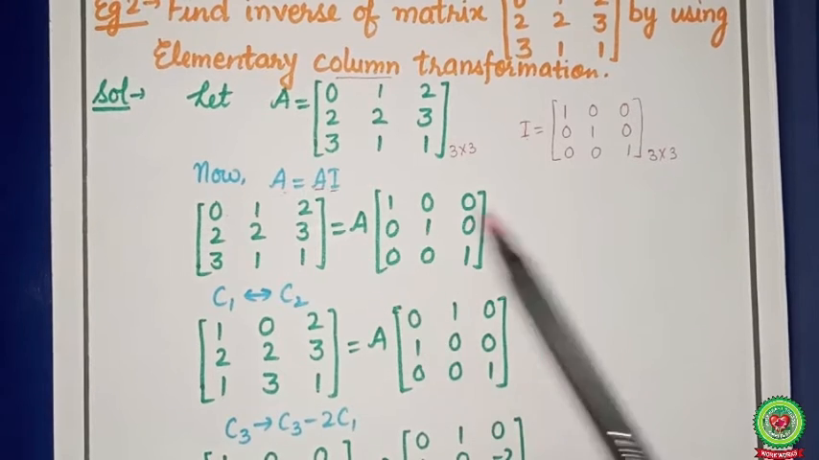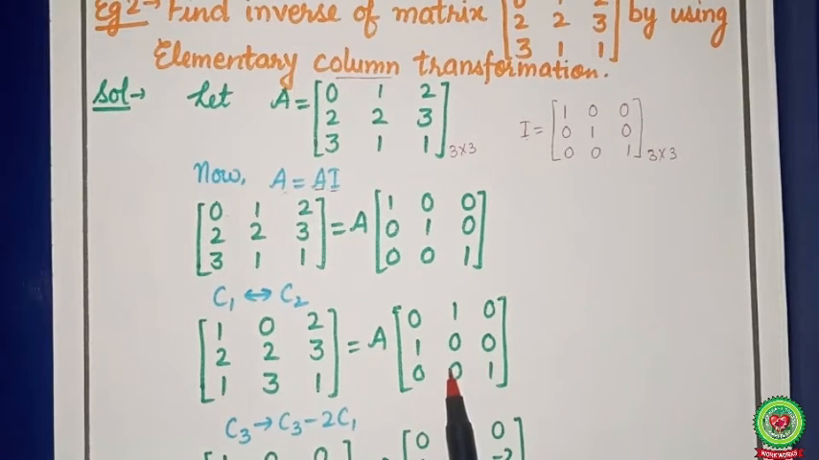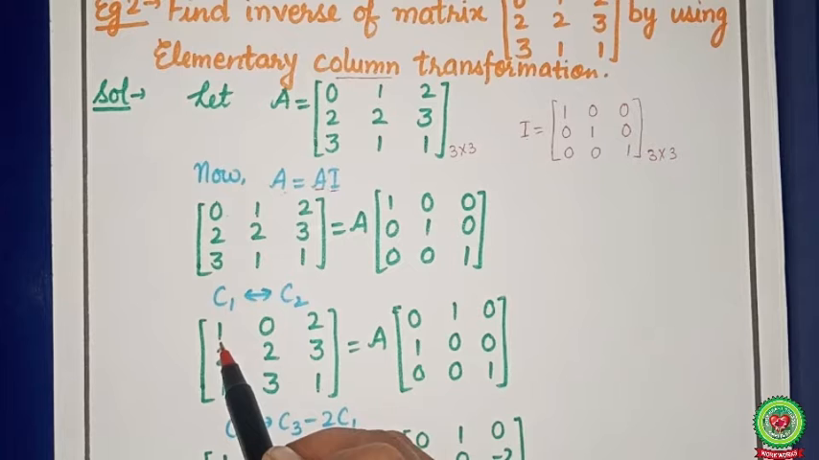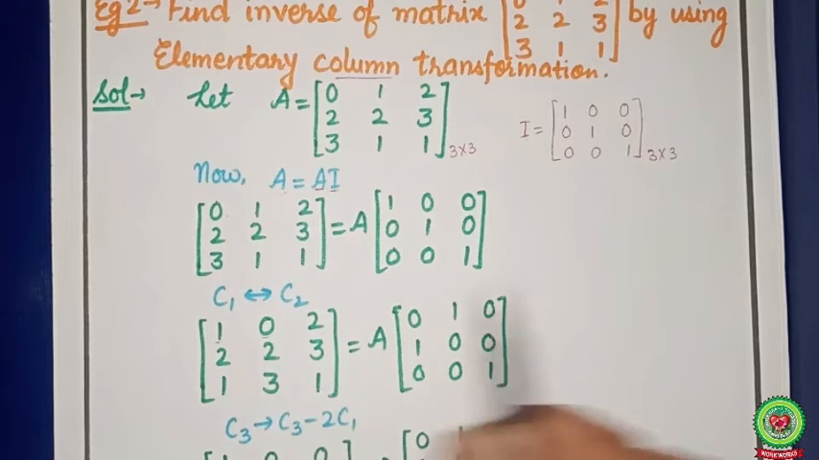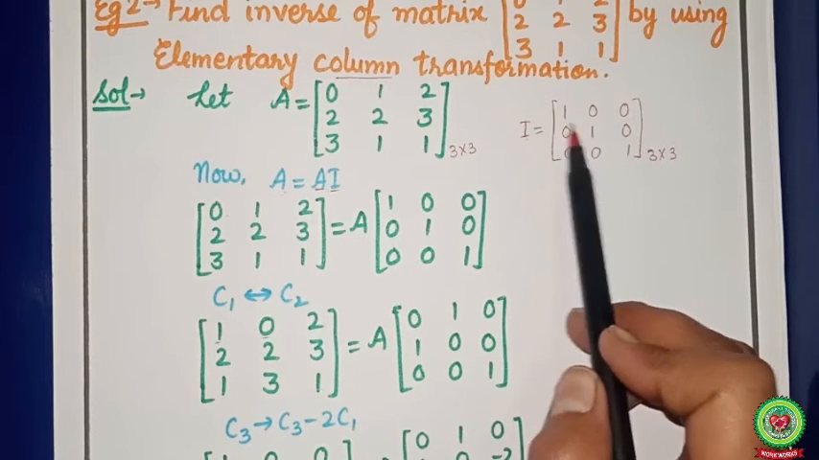Same operation will be applied on the right hand side. On the identity matrix, the first and second column will interchange their positions. So we get 0, 1, 0, 1, 0, 0 and 0, 0, 1. Now you can see from here we get the first element and second element.